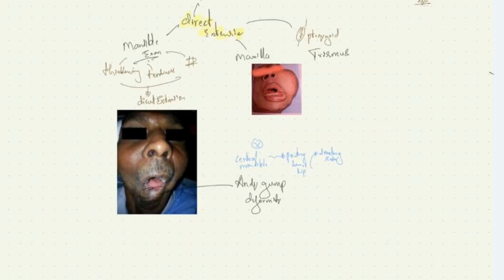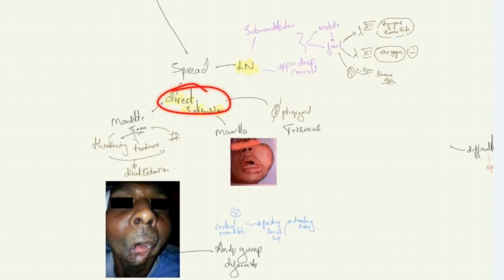If the central part of the mandible is involved, along with the pouting of the lower lip, there will be drooling of saliva. This is called as Andy Gump deformity. The direct extension may also extend to the maxilla, causing swelling visible outside with the ulcer inside the oral cavity. The carcinoma can also involve pterygoid muscles, causing trismus.